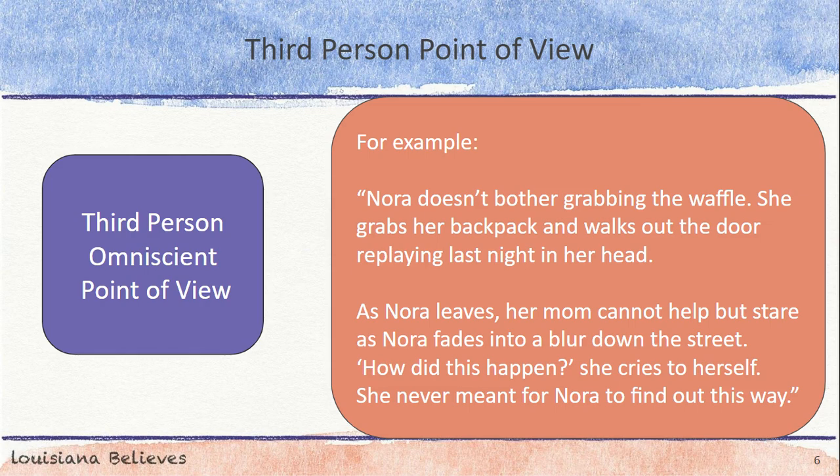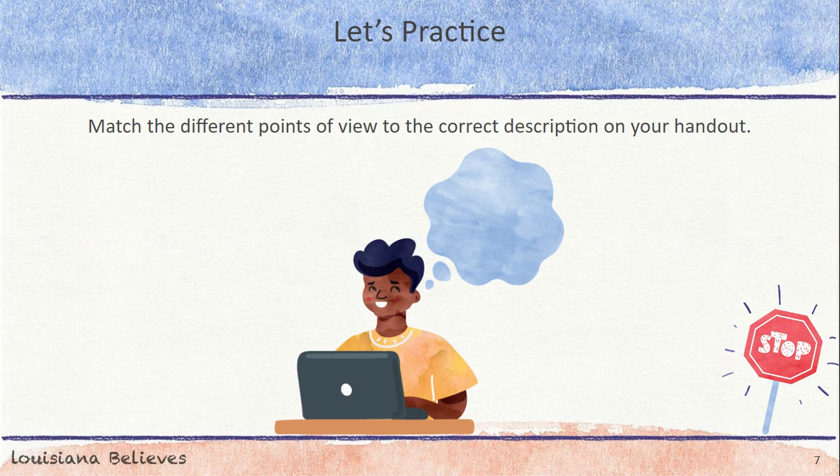Also notice, both third-person points of view use pronouns such as he, she, they, and them, whereas first person uses I, me, my, us, our, and we. Now you're ready to compare the types of point of view. Pause this video to record your answers on your handout at the first stop sign, then hit play when you're ready to continue.